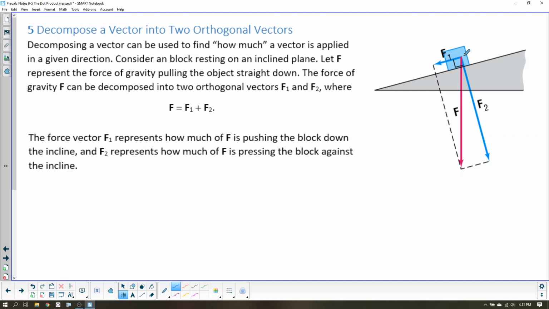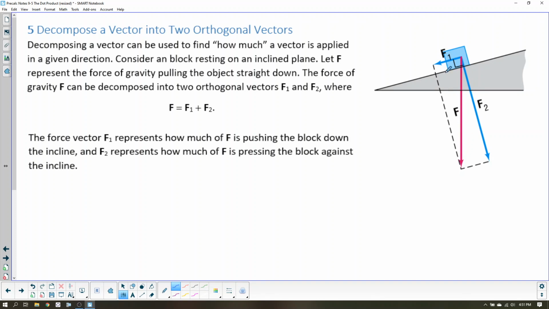orthogonal vectors. Some of the force of gravity is pressing the box against the ramp itself, as a perpendicular vector. And then the other part of gravity is pulling the box down the ramp. These two component forces, if you added them, the resultant force would be equal to the force of gravity itself.